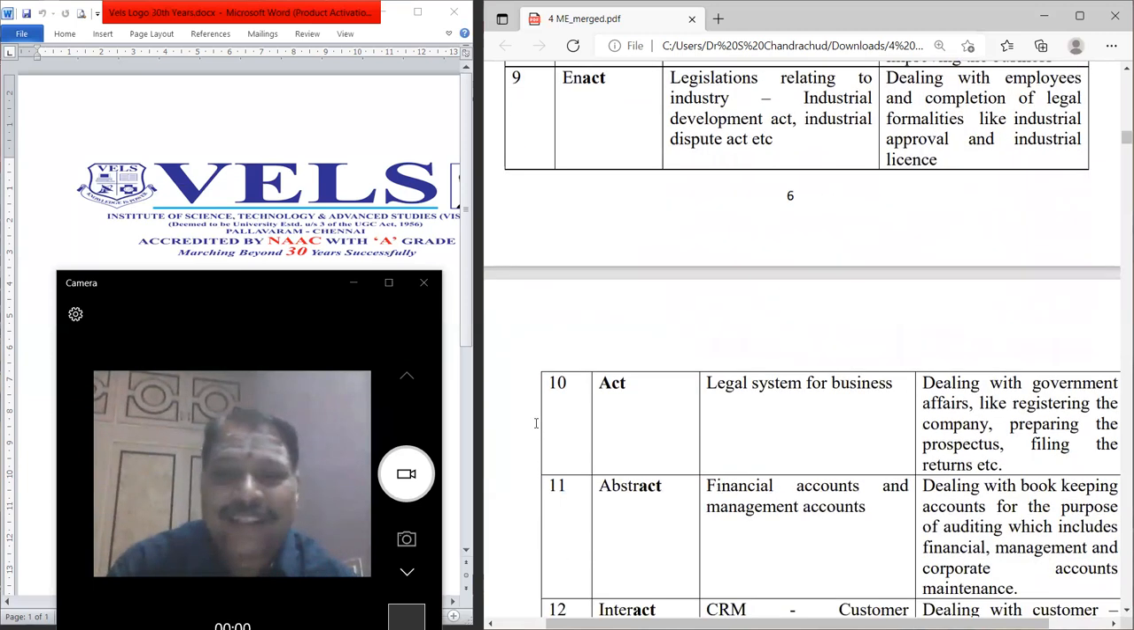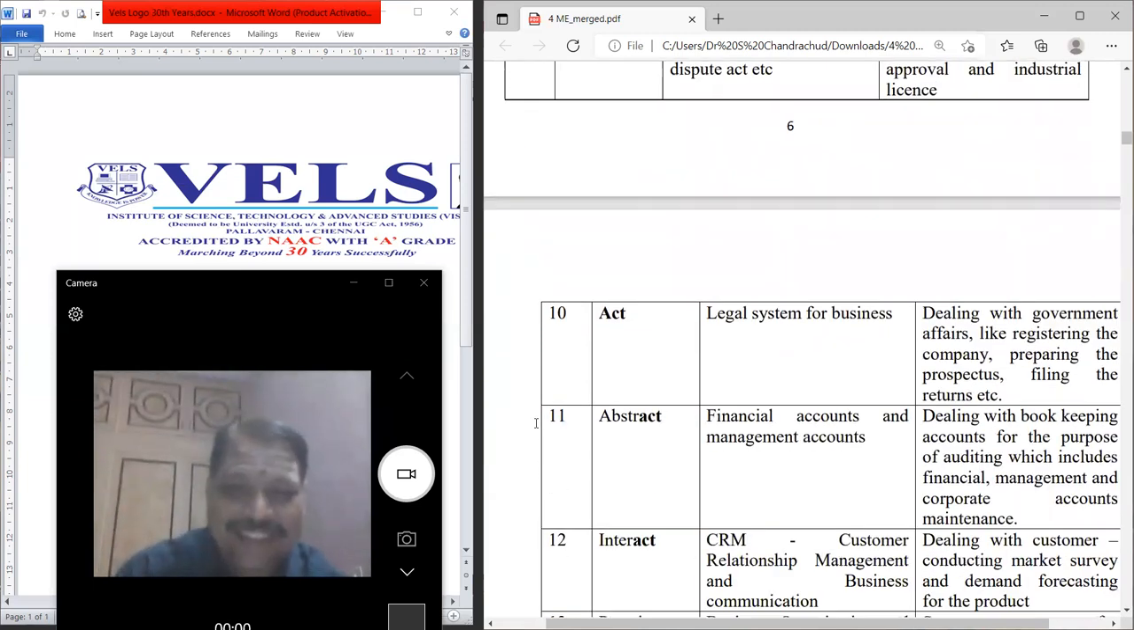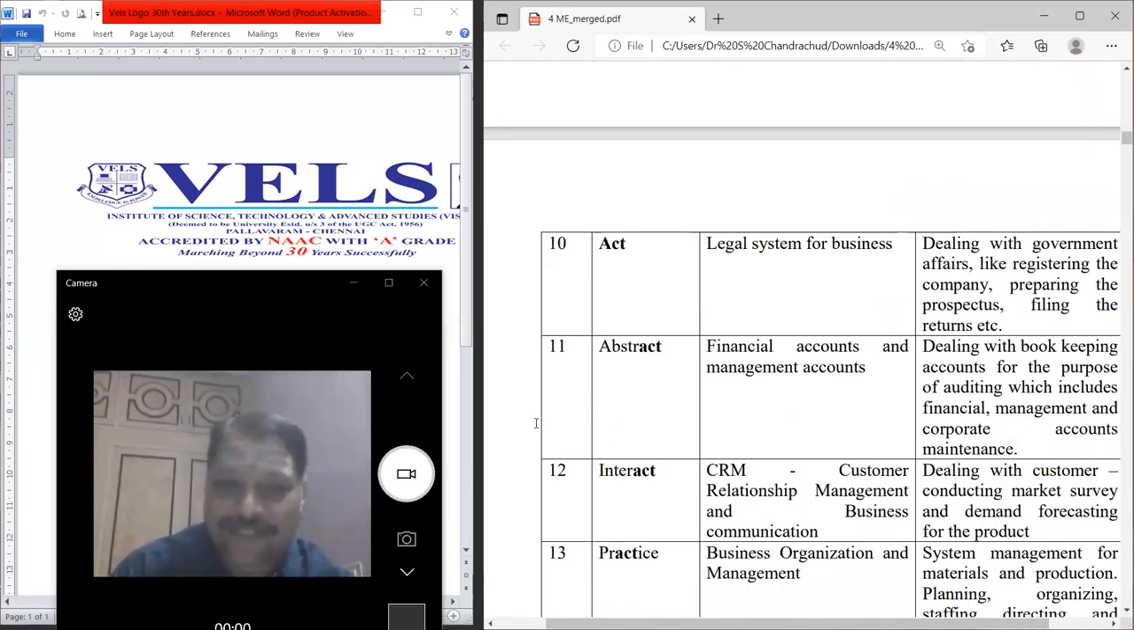And the next one is act, as I said earlier, the legal system. We should know how to prepare and register the company, what things are to be prepared to give public notice, how to file the returns, how to prepare the memorandum, how to prepare the articles of association. All these things come under this. Abstract is nothing but the final accounts; financial accounts and management accounts we should learn.